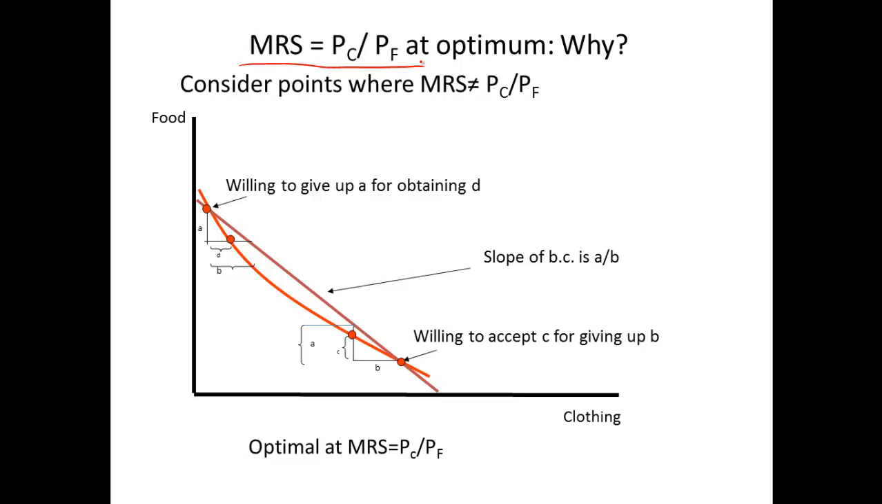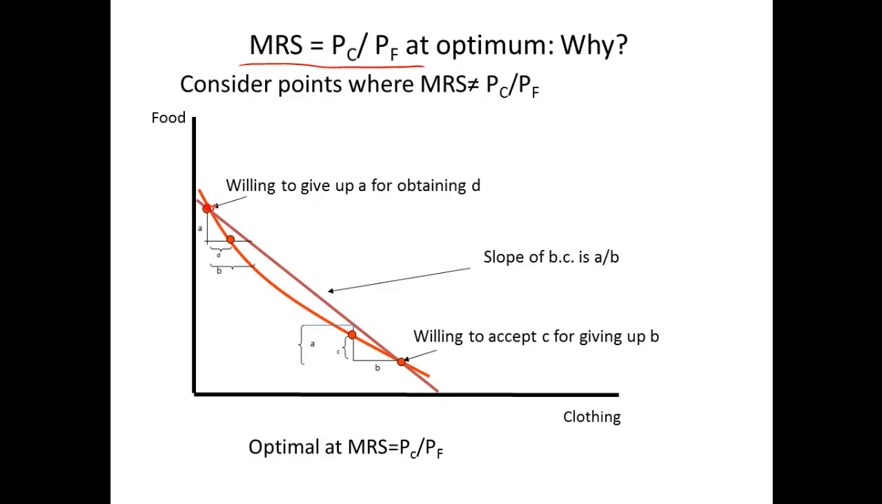Think about what the budget constraint slope means. That's the market's willingness to trade off one good for the other. And so at some level, the answer is that the optimum occurs when the individual's willingness to trade off equals the market's willingness. But to see that as clearly as possible, let's consider some points where those slopes are not equal. So let's start at a point like this one right here.